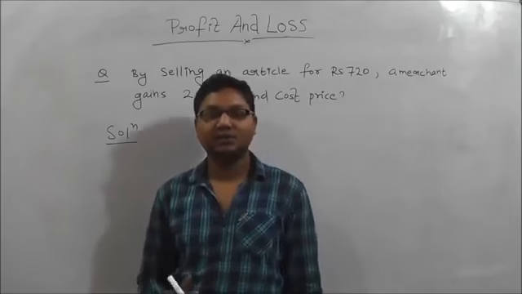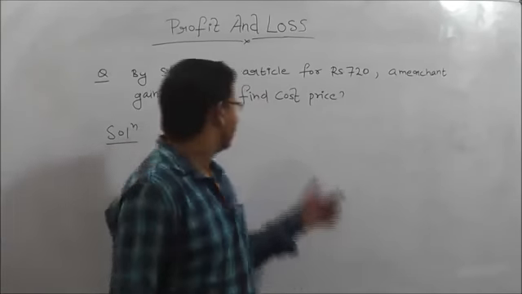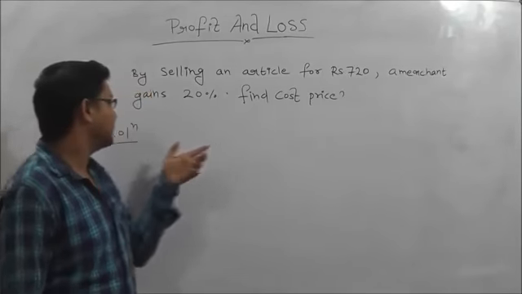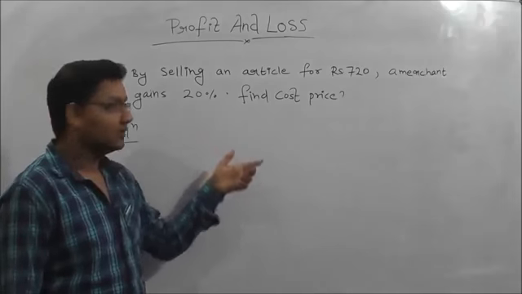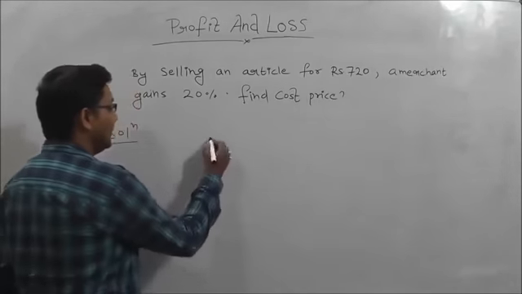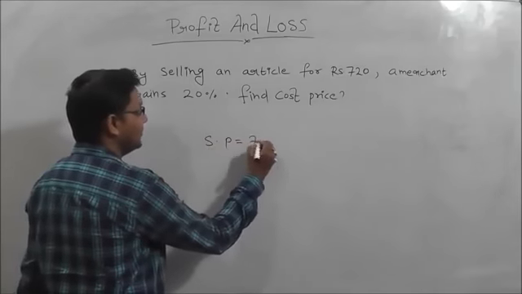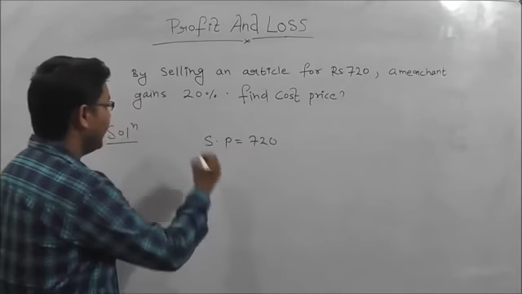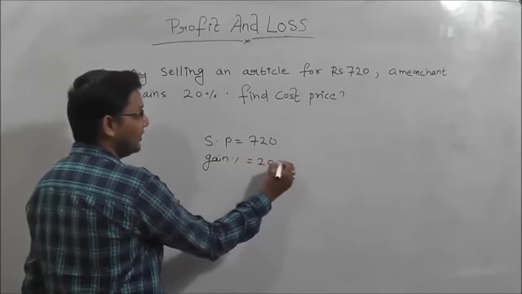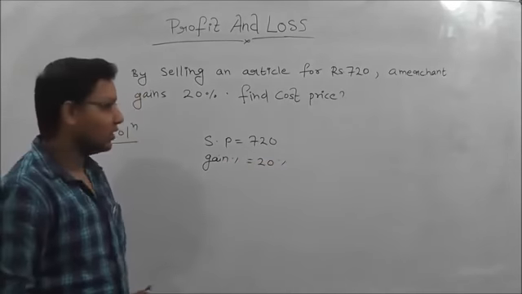Now let us see the second question on profit and loss. By selling an article for rupees 720, a merchant gains 20%. Find the cost price. See, selling price is given. Selling price is 720 rupees, and gain percentage is given as 20%. And we have to find the cost price.